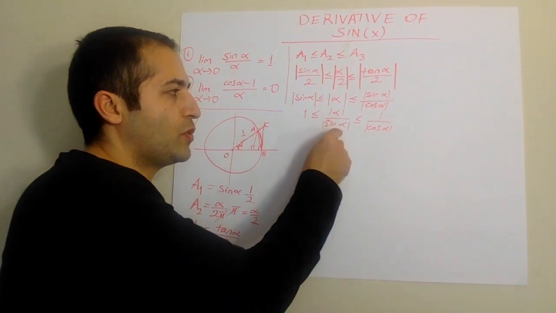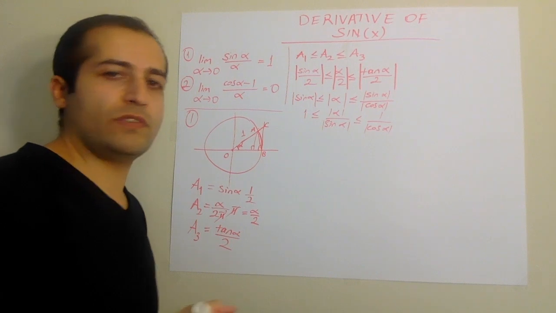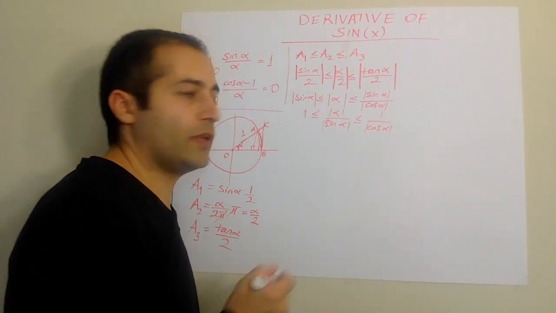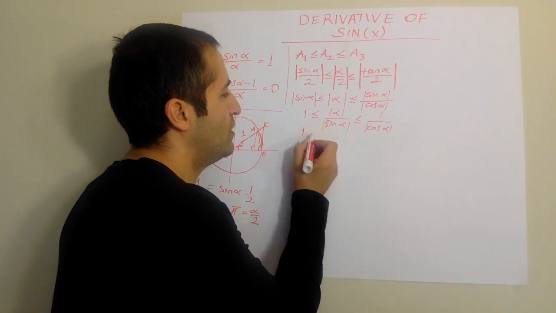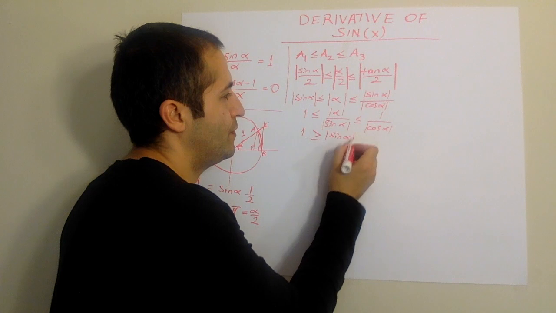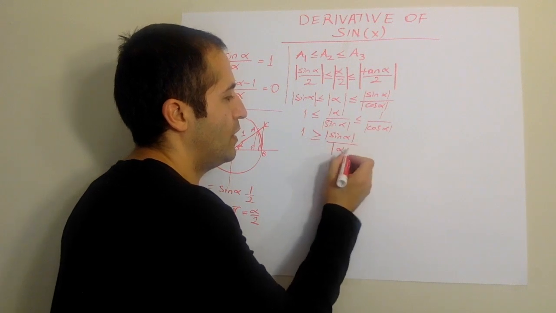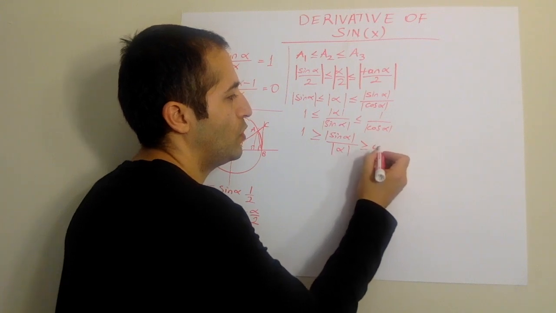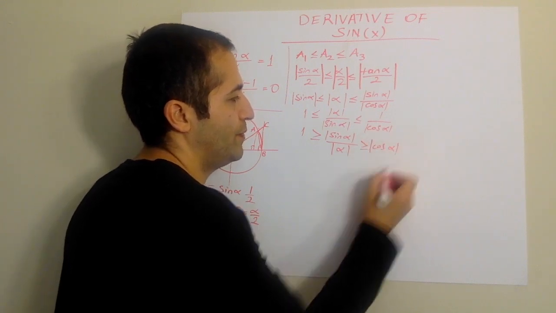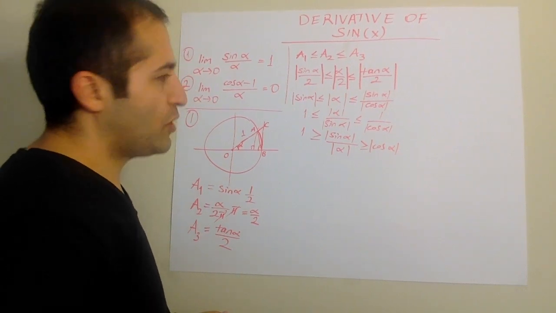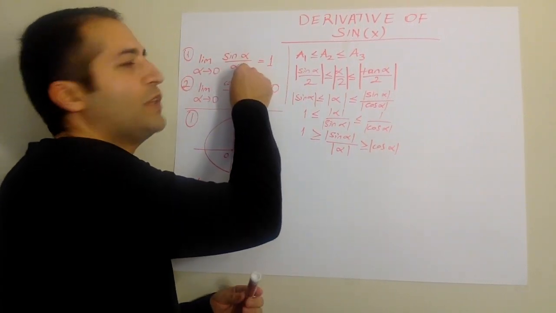We can take the reciprocal of these 3 expressions, but we need to change the direction of the inequality like this. 1 is going to be greater than or equal to sine of alpha divided by absolute value of alpha, and that's larger than or equal to cosine alpha. So we are getting pretty close to proving this result.